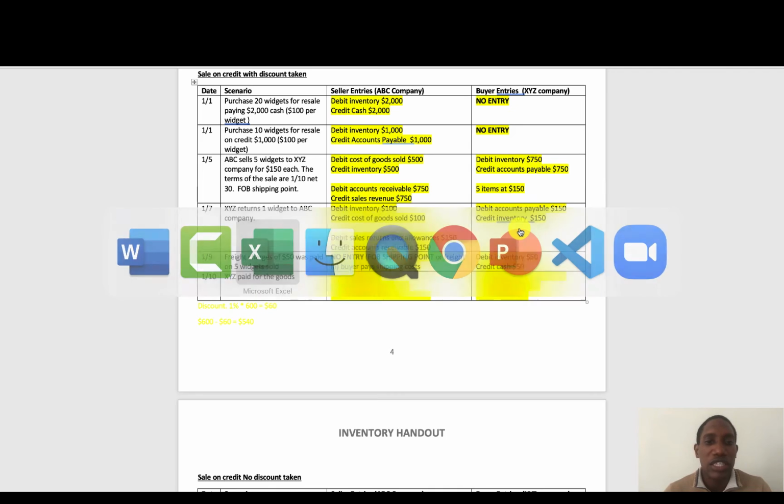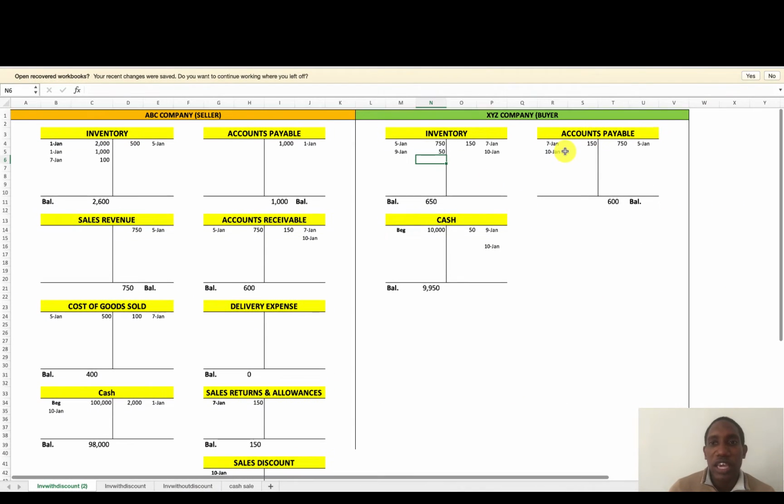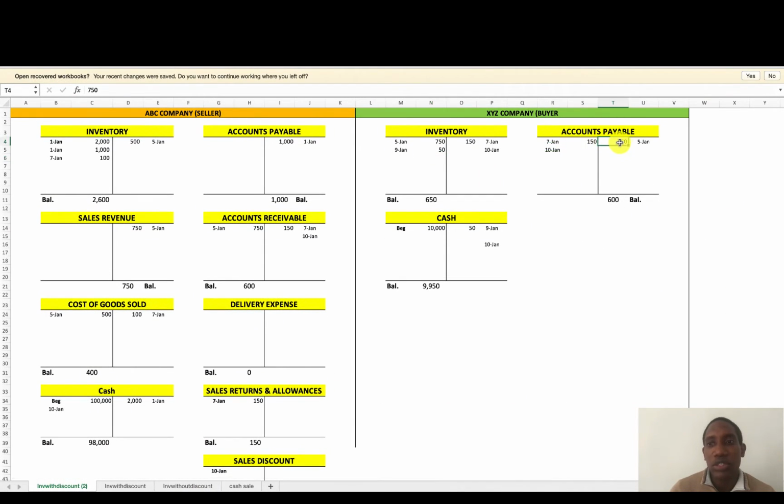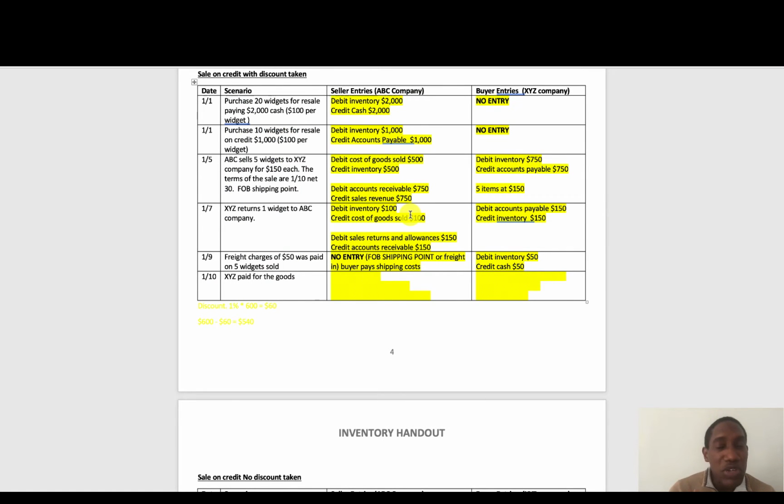Okay, so if we look at the T accounts, here is XYZ's accounts payable. Initially it was 750, but 1 was returned, so 750 minus 150 is 600. 600 on the accounts payable side, 600 on the accounts receivable side, so the amount that's owed is 600. So now we know the amount that's owed, and we know we get the discount. We need to do some calculations.